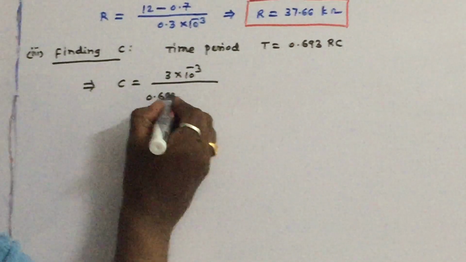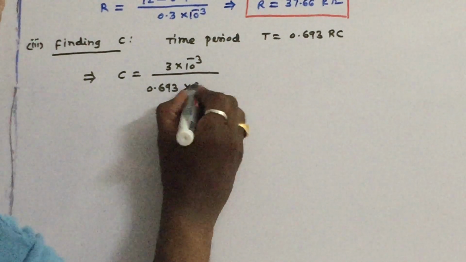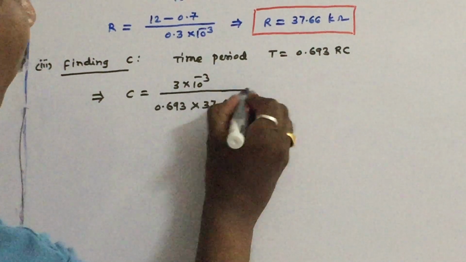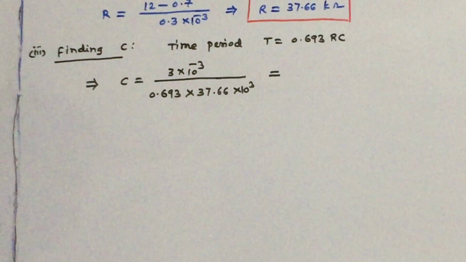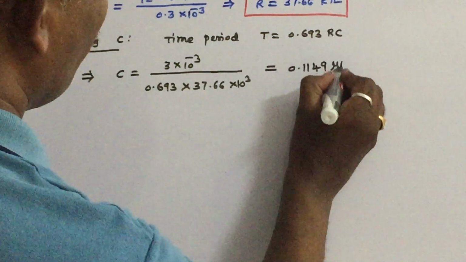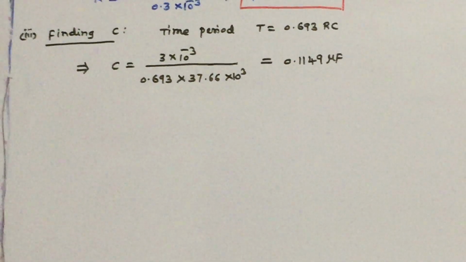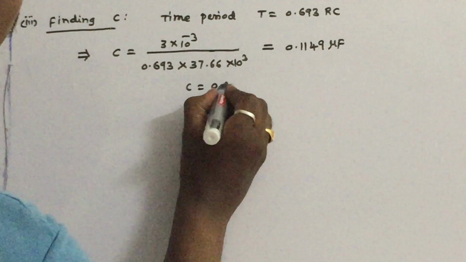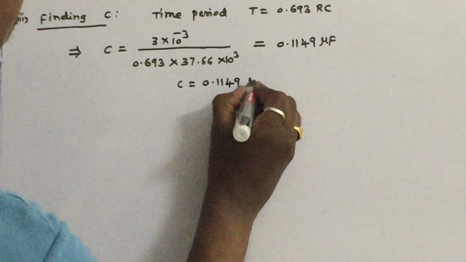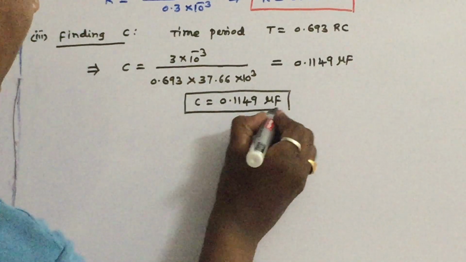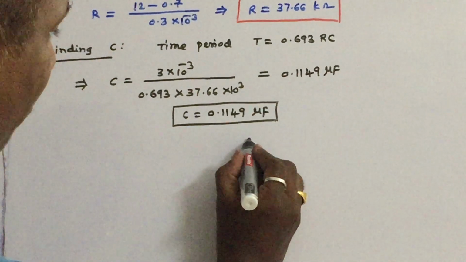So 0.693 into, what is R? 37.66 into 10 cube, kilo ohms. So this answer will come out as 0.1149 microfarad. So this is the capacitor value. Therefore the capacitor value is 0.1149 microfarad. This is the next step you have to remember in this problem.